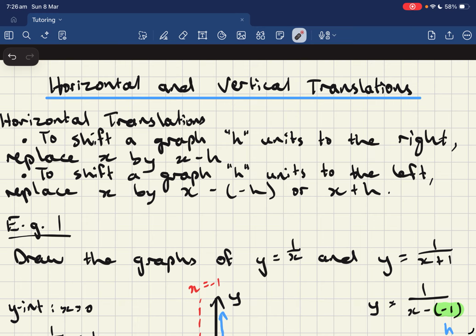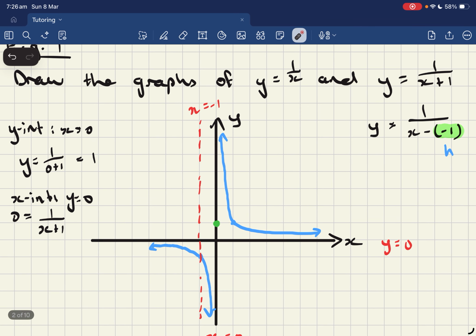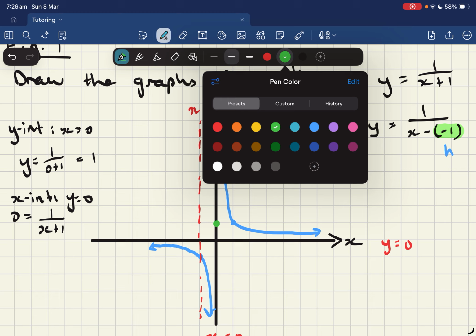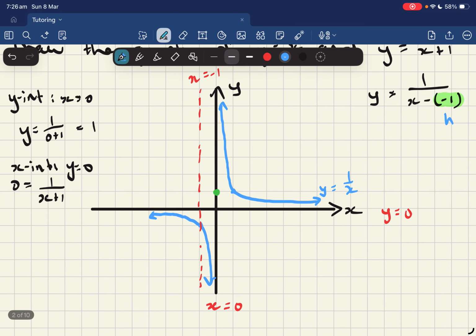Now in the first example, you can see we want to draw the graph of y equals 1 over x. So this is our hyperbola or our reciprocal function, and we want to draw this transformation here. Now, I've drawn the first graph in blue. So this is my y equals 1 over x. And you remember with these particular graphs, we have two asymptotes. So it gets very, very close to y equals 0, this horizontal asymptote, and x equals 0, this vertical asymptote.